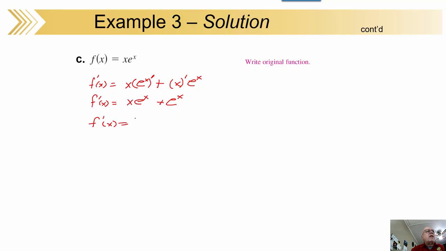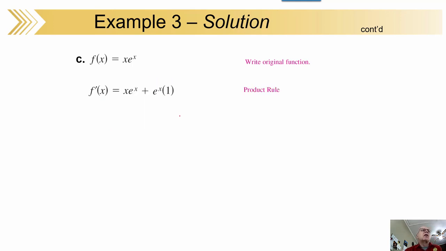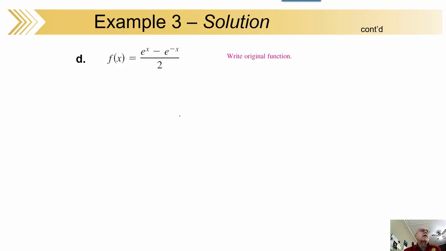And if you want to, you might write it like this. Since both those have e to the x, you could write it as e to the x times x plus 1. Bingo. You got your answer. Product rule. Simplify. Of course, they didn't factor it, but we did. We're a little bit ahead of them.